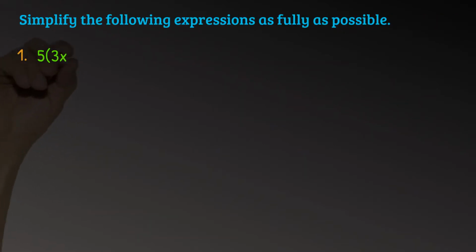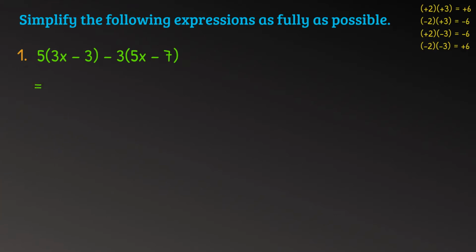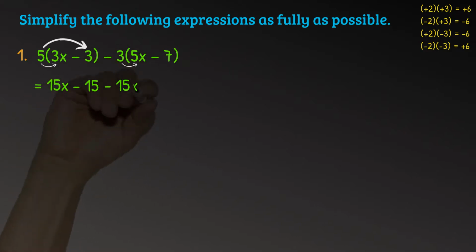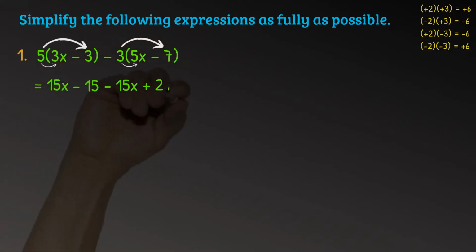So question 1 has two sets of brackets with a constant in front of each bracket. And the first thing we're going to do is multiply this out so we get rid of the brackets. So first we times 5 by 3x and we get 15x. And then we times 5 by minus 3 and we get minus 15. Then we multiply the minus 3 by 5x and we get minus 15x. And then minus 3 times by minus 7 is equal to plus 21.